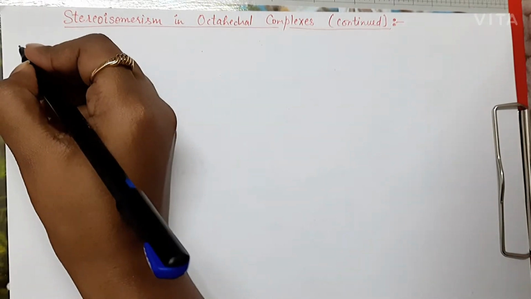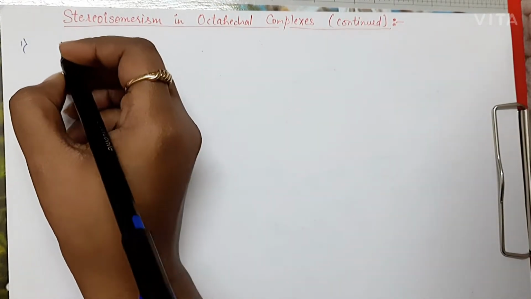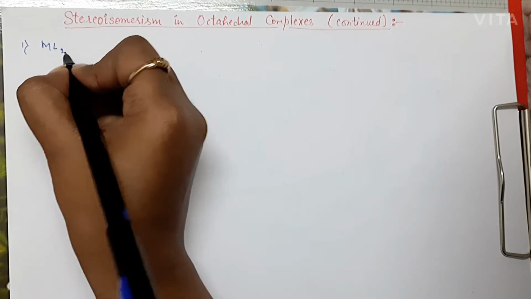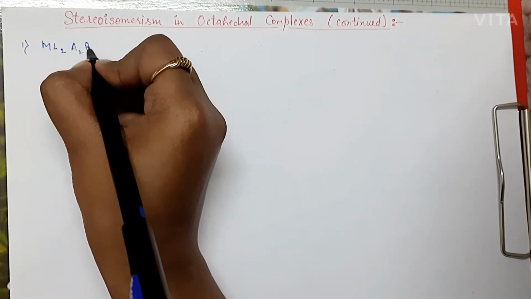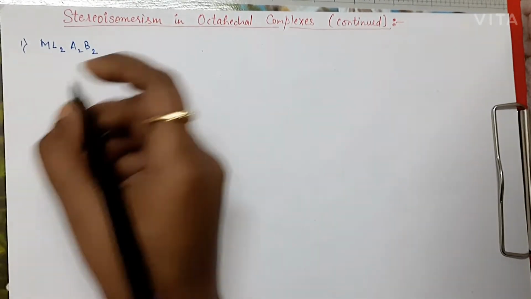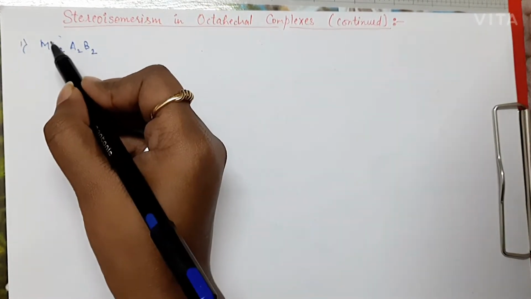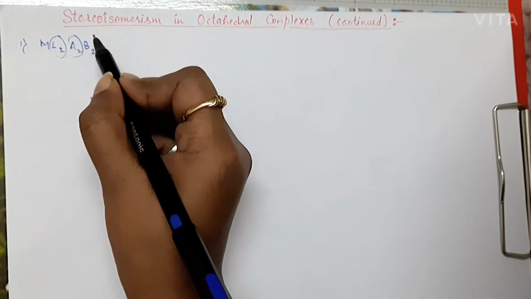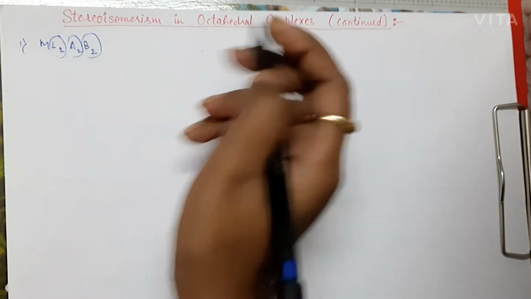So in this video we are going to continue with the topic of stereoisomerism in octahedral complexes. The first type of complex in this video which we are going to study is ML2A2B2. Now in this case we have these two ligands of same type, these two ligands of same type, and these two ligands of same type.